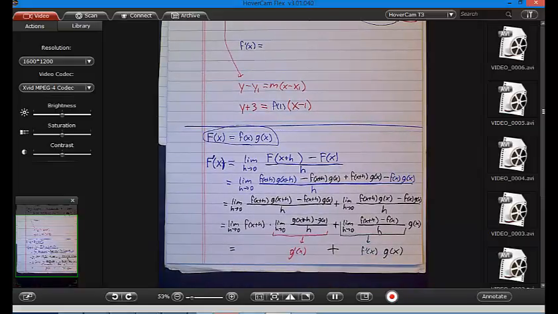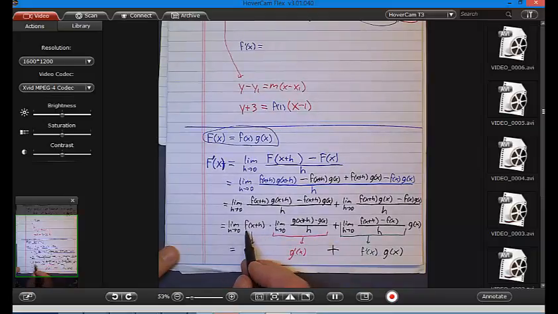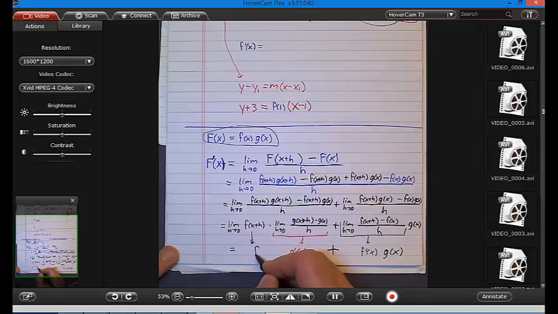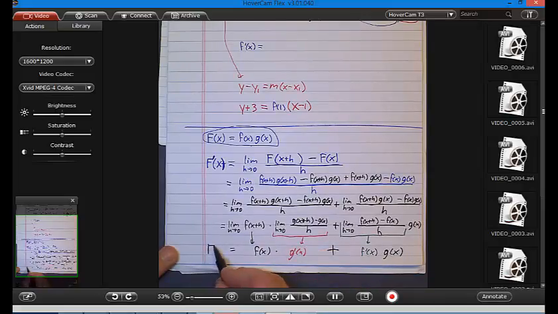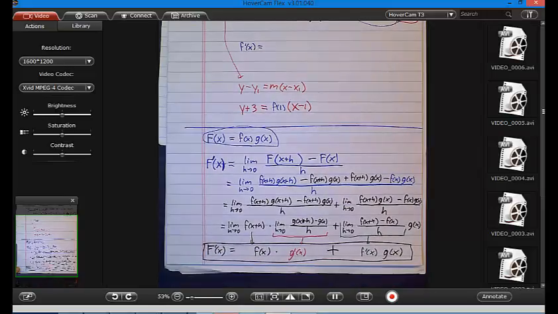There it is. If you have a product, from now on I don't need to do limit as h goes to 0 stuff. I can do it this way. F times g prime of x plus f prime of x times g of x. Okay? Now if you look back at the slides that I have talking about this stuff, you'll notice when I did problem 63, I wrote the product rule another way.